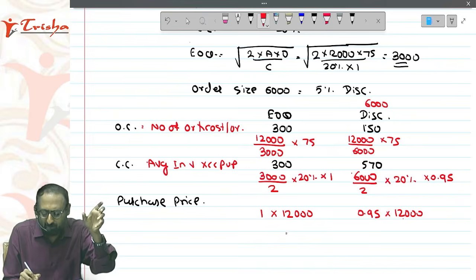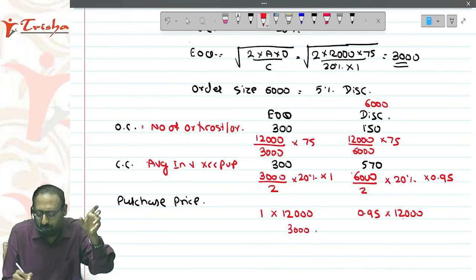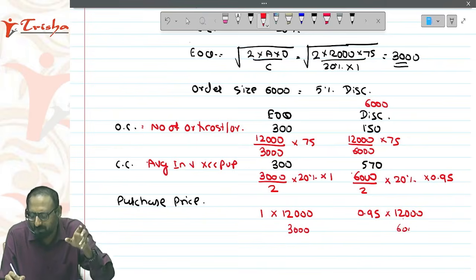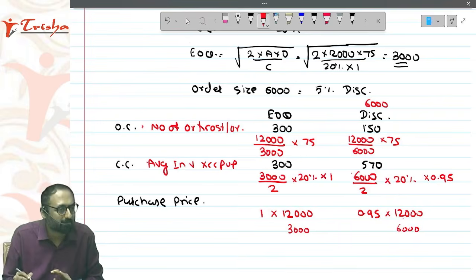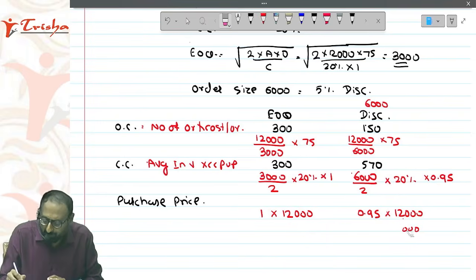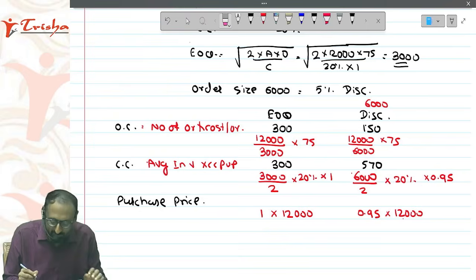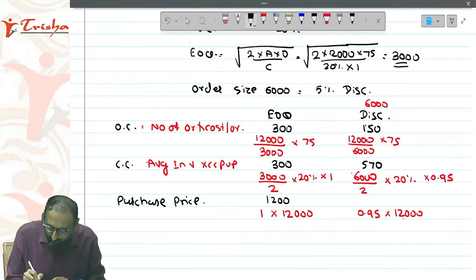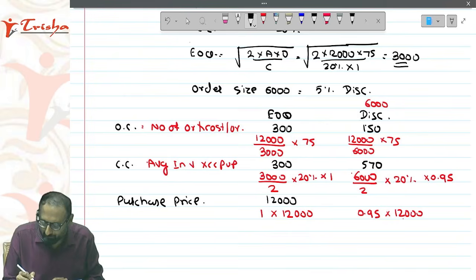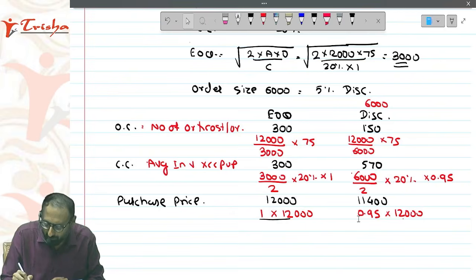If you multiply first column by 3000, if you multiply second column by 6000, data is not comparable, correct? So always multiply by annual requirement. Yes, sir ji. Tell me, what will be the answer here? And what will be the answer in the next column, guys? 11,000? 11,400. Please tell me what will be the total cost under first column. Total cost will be, is it 12,600, guys?